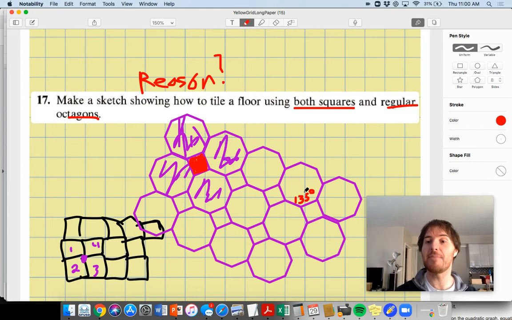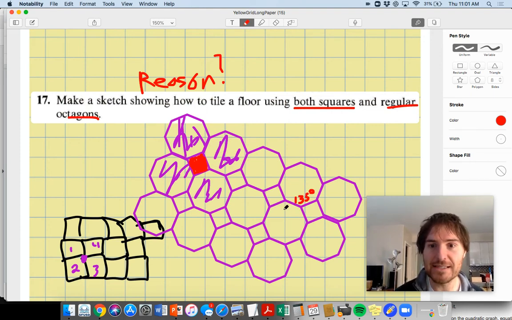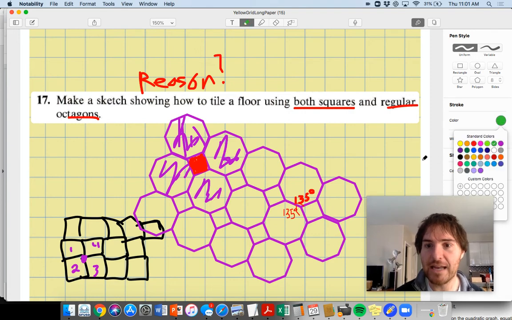So I could have done that with n minus 2 times 180. So n is 8, so it would be 6 times 180, which would be 1080, right? 1080 divided by 8 would be 135. You can check on your calculator if you want to. That's 135 degrees. This is 135 degrees right here. This is 135 degrees. And then we have a 90-degree angle right there.